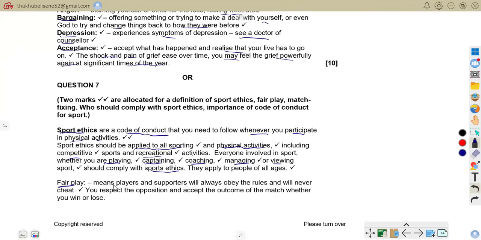Now, fair play means players and supporters will always obey the rules and will never cheat. You respect the opposition and accept the outcome of the match, whether you win or lose. That's what fair play is all about. Whether you lose or you win, you must accept the outcome of the match.